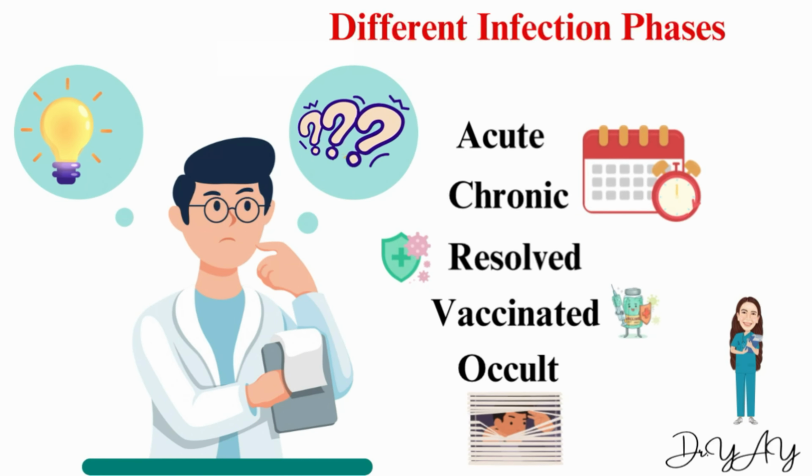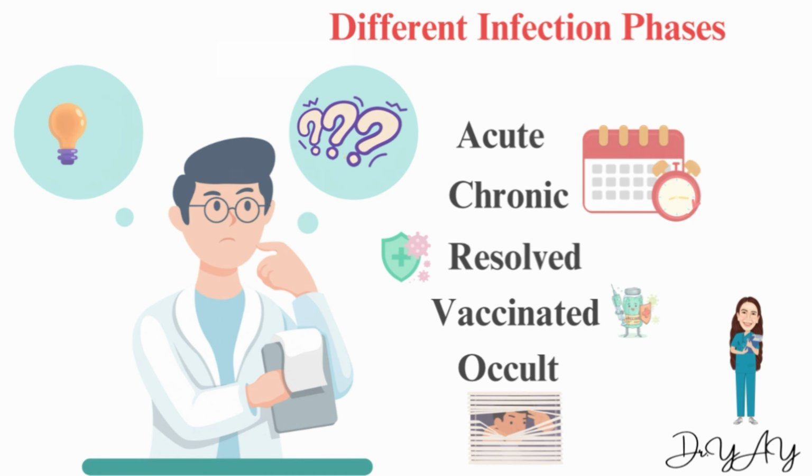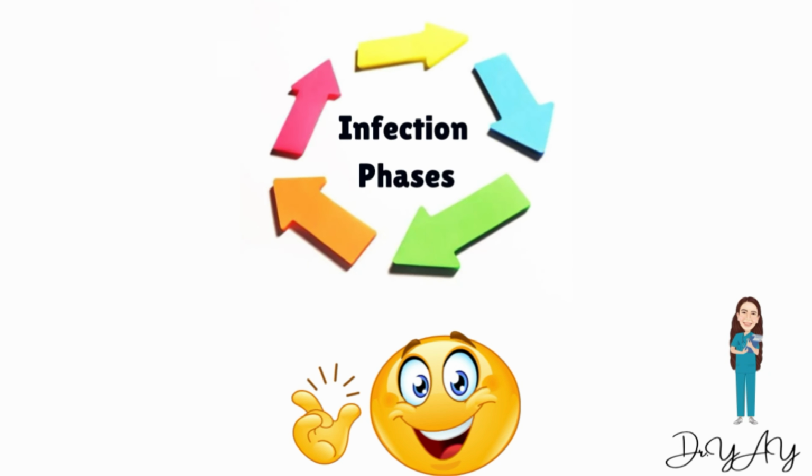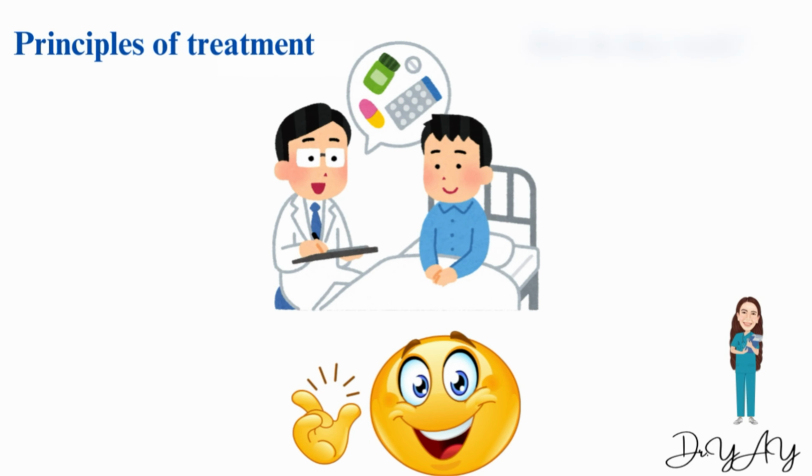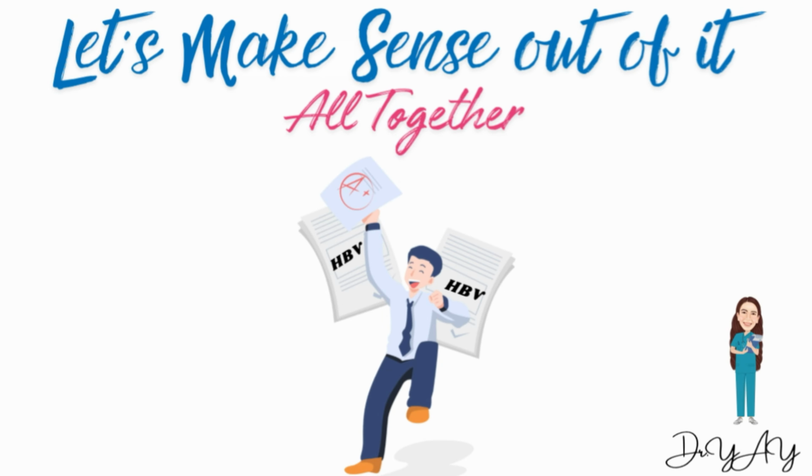it's acute, chronic, resolved, vaccination, or even occult infections. And along the way, we will explore what happens during each infection phase, clarify the principles of treatment, and discuss how these treatments work. So let's make sense out of it all together.